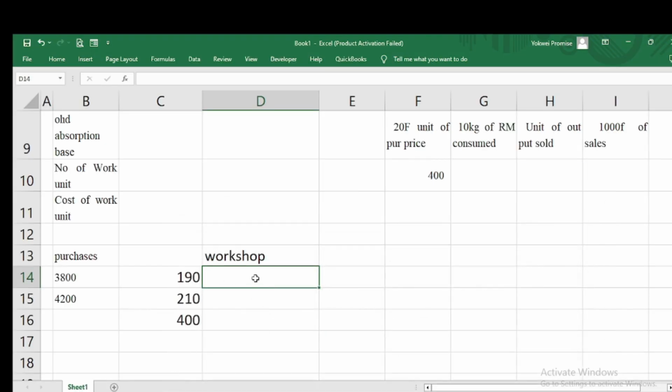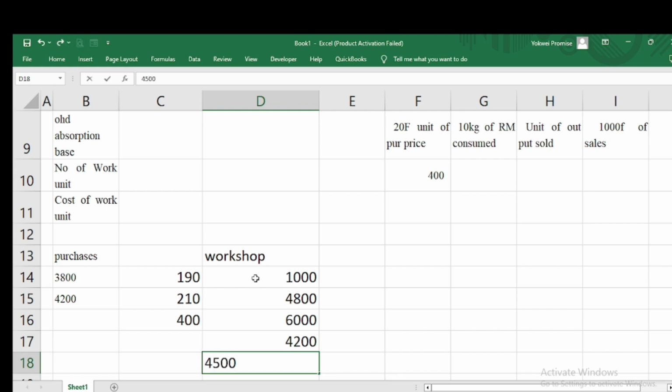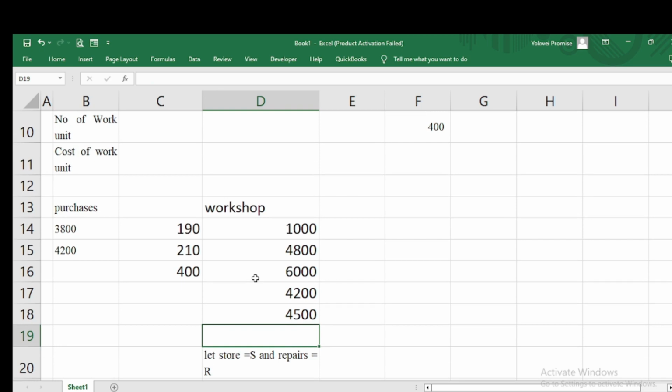Right. So for the first raw material, we have 1,000 units. Second, 4,800. Next, we have 6,000. Next, we have 4,200. And then 4,500. Voila. And then they say 10 kilograms of unit of raw material consumed.